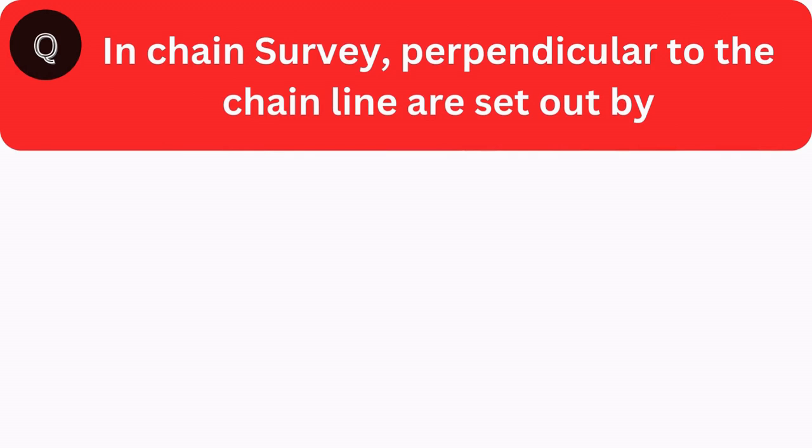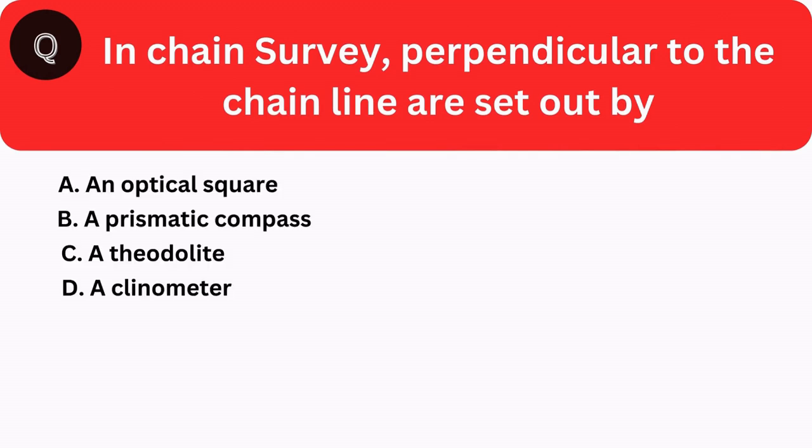In chain survey, perpendiculars to the chain line are set out by Option A, an optical square. Option B, a prismatic compass. Option C, a theodolite. Option D, a clinometer. Answer A, an optical square.